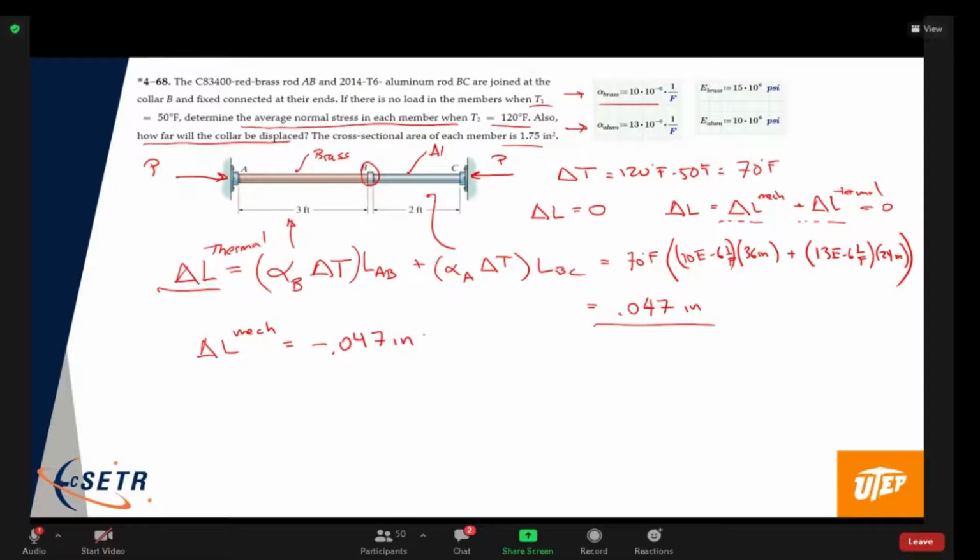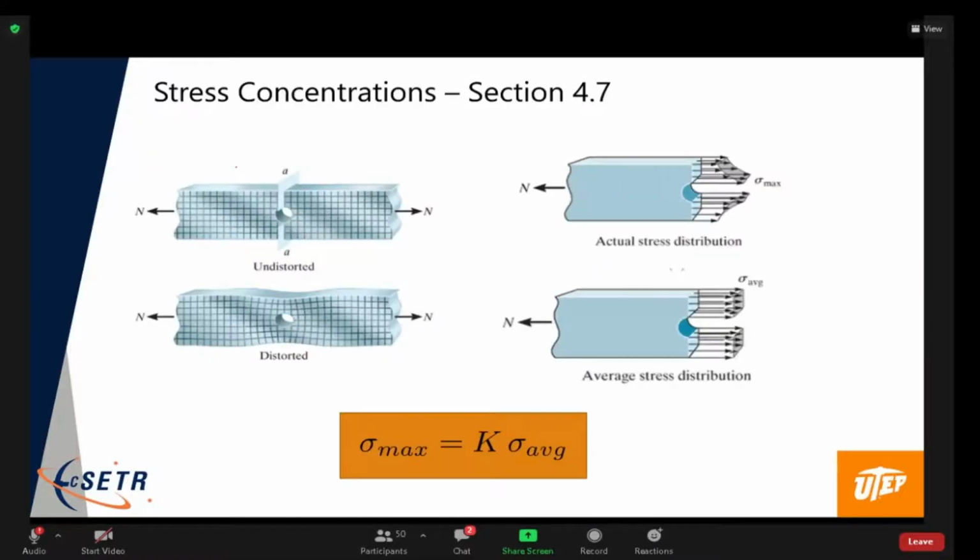All right. And so let's figure out what that would be. Both sections are going to see the same, if we do the free body diagram here, right? We have a constant internal force here of P. That's the compressive force, right?